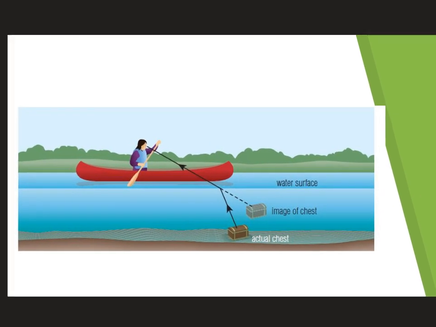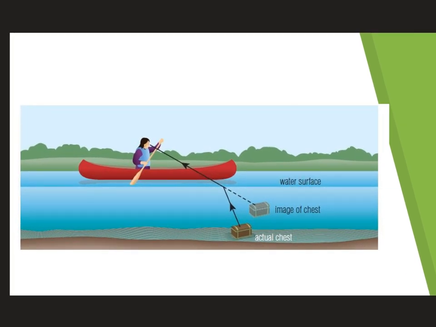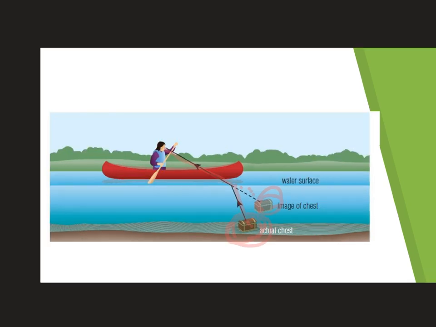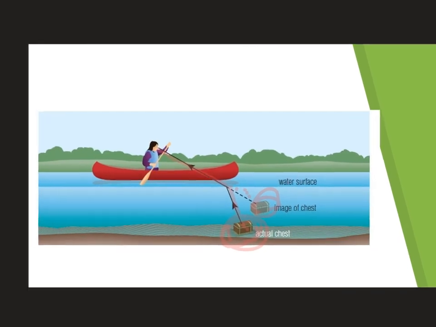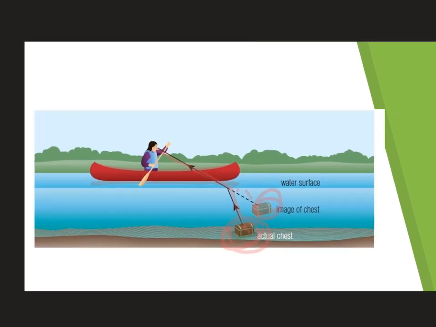Again, we can see this depth perception effect with refraction here. Light is traveling through the water. When it gets to the air, it's going to speed up, and that's going to hit us in the eye. We're going to think the chest is right here because our eye traces the light back, when in fact it's actually right here. So that's refraction in a nutshell. It's this bending of light as it goes from one material to another.